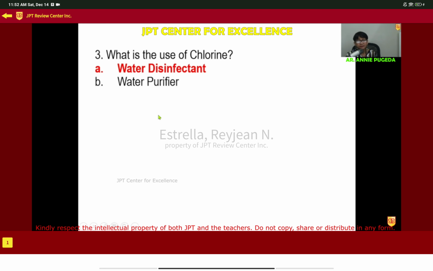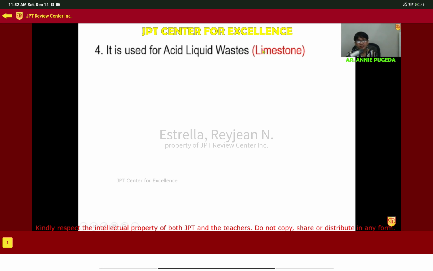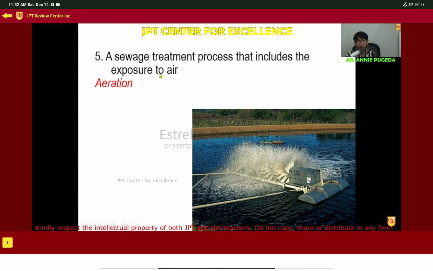So, what is the use of chlorine? Disinfectant. Acid liquid waste is apog. Nung una pa, ginagamit pang kuskus ng mga kaldero para mawala yung uling. Pero pagka meron kang acid waste, halimbawa sulfuric acid, gusto mong i-dispose, para ma-neutralize siya ng konti, nilalagyan po siya ng apog. And then pag nalagyan ng apog, medyo kaya niya nang itapon sa mga industrial pipes na hindi masisira.